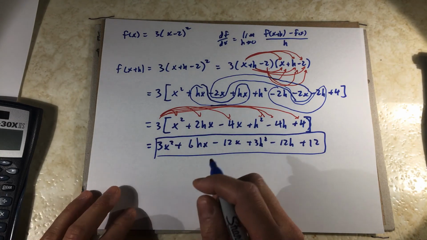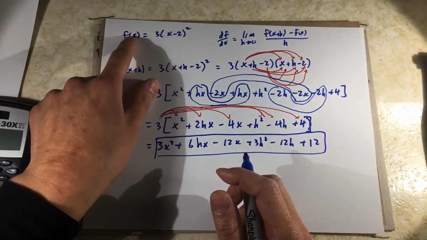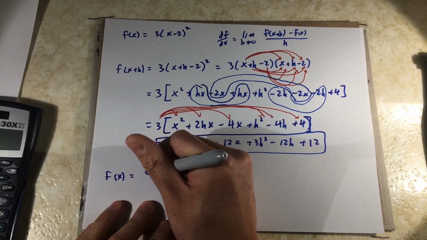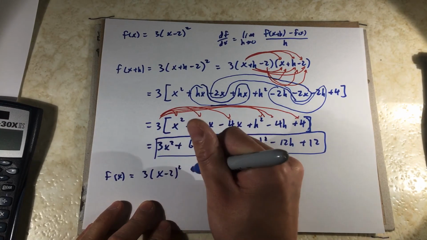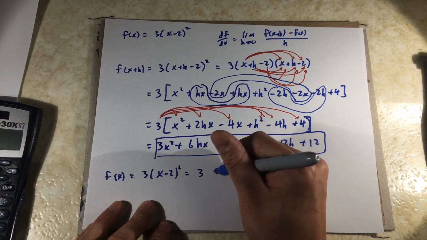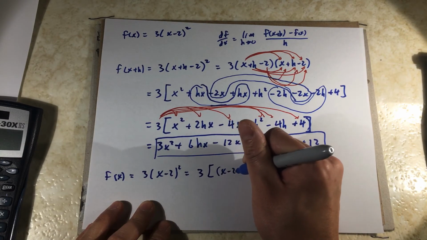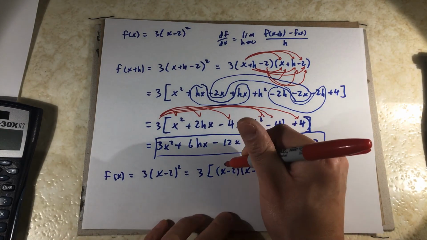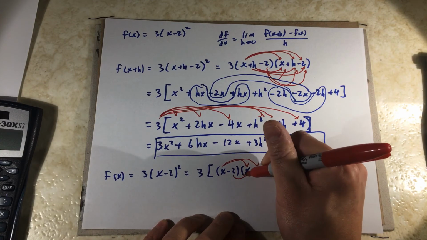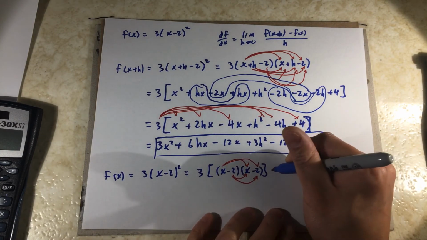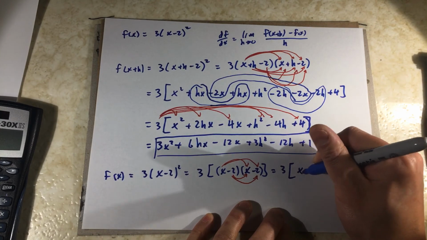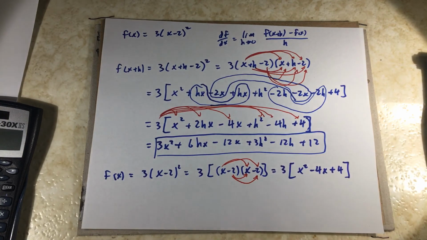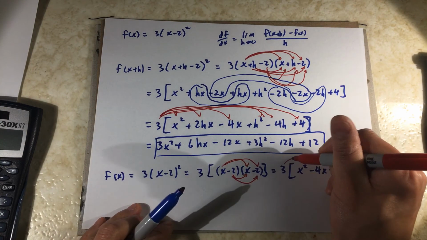All right, then what we need to do is find f of x plus h minus f of x, but f of x itself is not that straightforward. 3x minus 2 squared. So let's calculate this. So 3 times x minus 2 times x minus 2. This is a straight up FOIL. So we get 3 times x squared minus 4x plus 4. Okay? And then we have to distribute the 3.